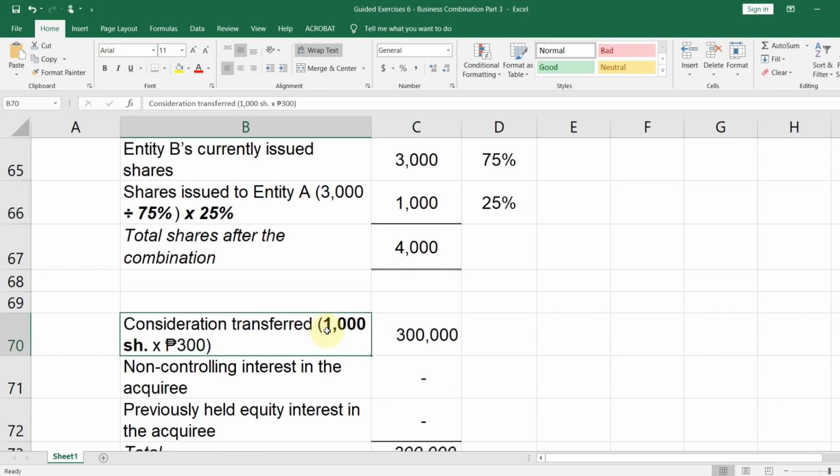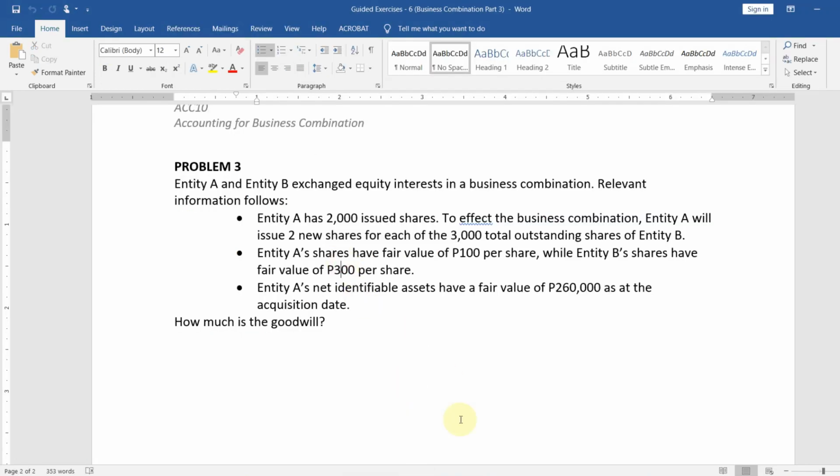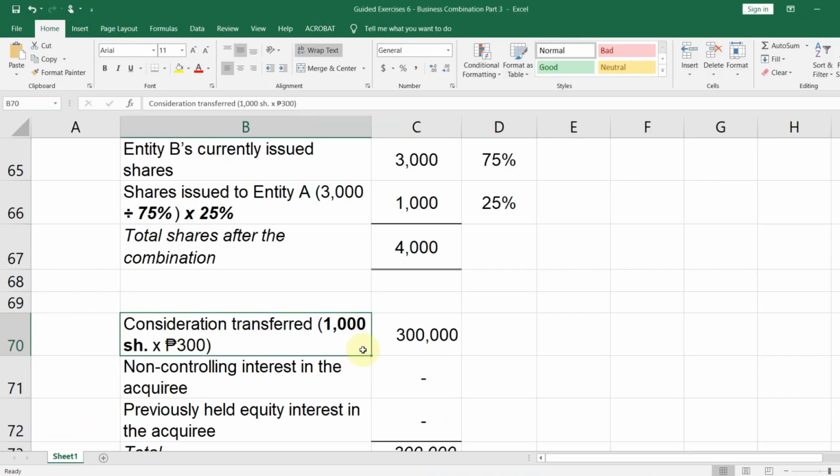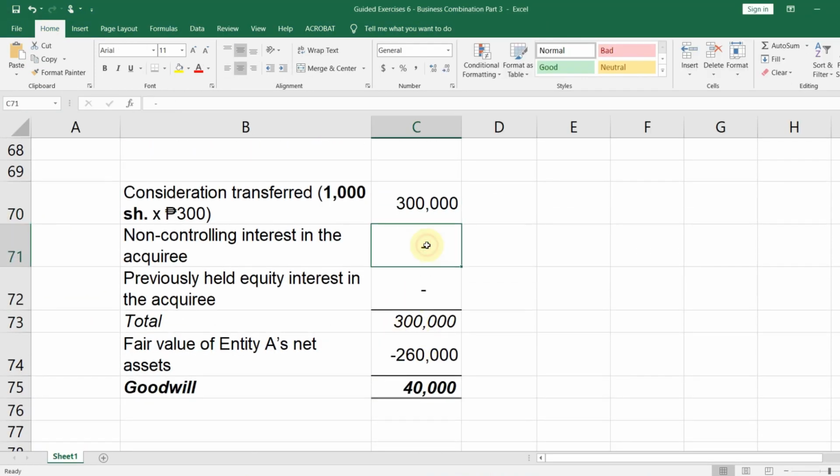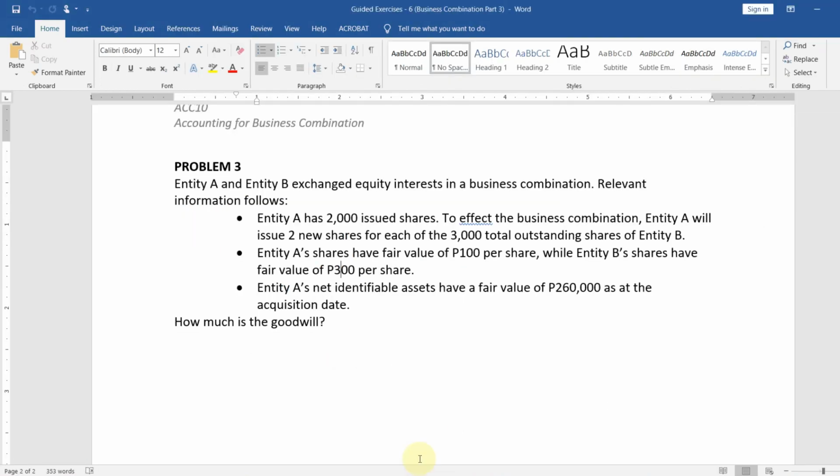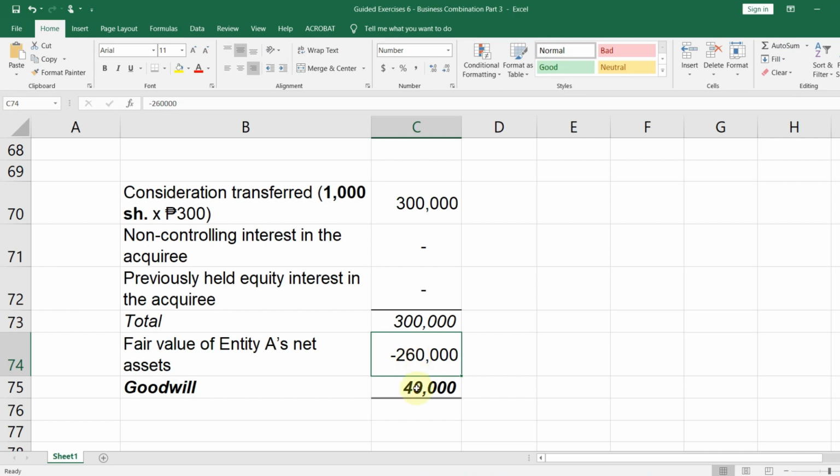You just multiply 1,000 by the market value of entity B's shares, which is 3,000. Then you get 300,000. There is no NCI and no previously held interest, so 300,000. Then you deduct the net assets. The net assets are given, so it is 260,000. You'll get goodwill of 40,000.